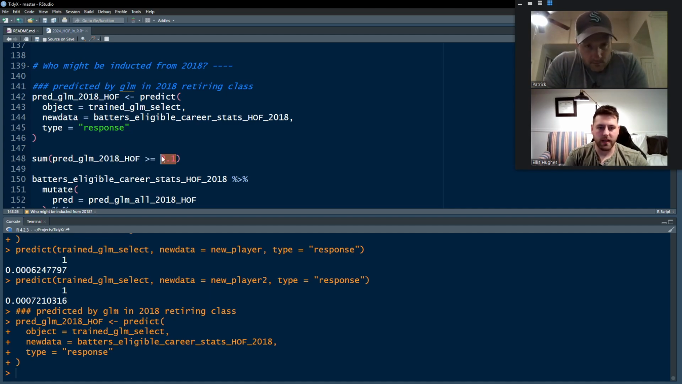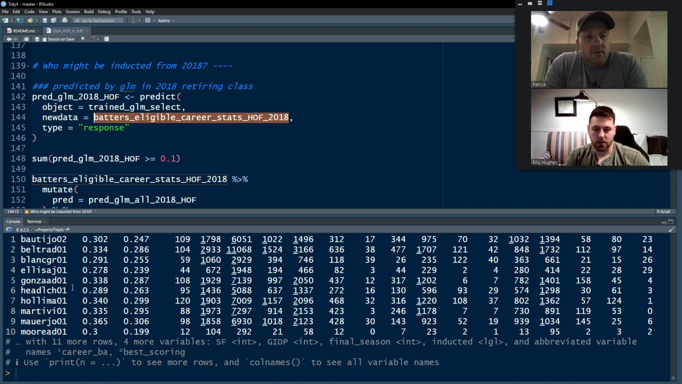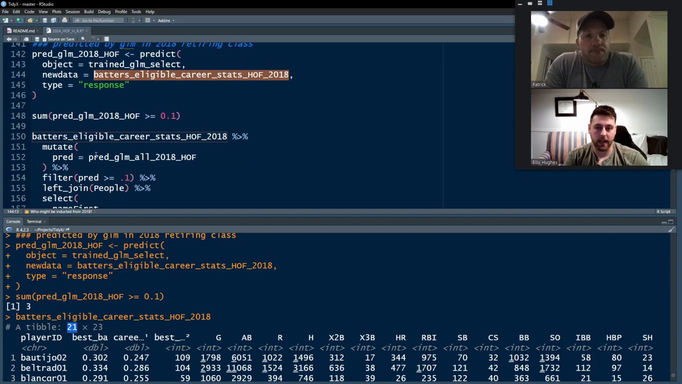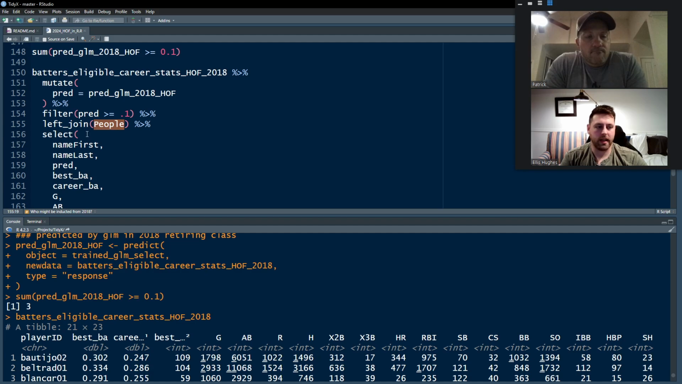Let's see, if we say 0.1, so say they have a 10% chance of getting in, how many people would get in potentially? Three. Three out of the 21 folks that could get in. So let's take a quick peek at that. Let's copy paste that in. I'm going to take the eligible folks. I'm going to add in the predicted likelihood of them getting in. I'm going to filter to keep all cases where the prediction is greater than 0.1. I'm going to left join in with people, which has a bunch of additional information about this person, such as their name.